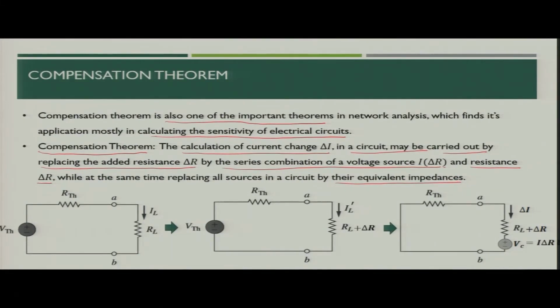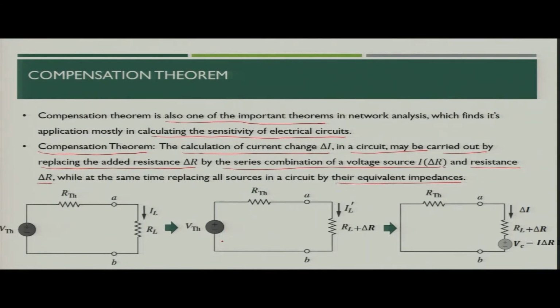What does it mean? Suppose you have a network and the two terminals of the network are having the load connected, that is the value of load is RL. So, what you can do? You can replace the whole circuit as a Thevenin equivalent, that is what we discussed when we discussed the Thevenin's theorem. So, linear two terminal network can be replaced by its Thevenin equivalent. So, here we have created Thevenin equivalent of the network.